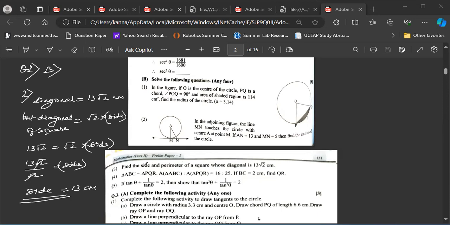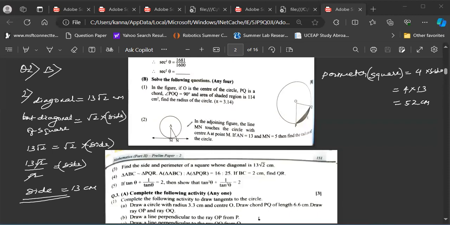Find the side and perimeter of a square. Now, perimeter is so easy, children. Perimeter of a square equal 4 into side. So how much is it? 4 into 13. 4 13s are 52 centimeter. It's a perimeter. You're just adding all the 4 sides. So you say 4 into side, all 4 sides are equal. So naturally, it will become 4 into 13, 52 centimeter. This is perimeter. Okay, children, we got the perimeter.